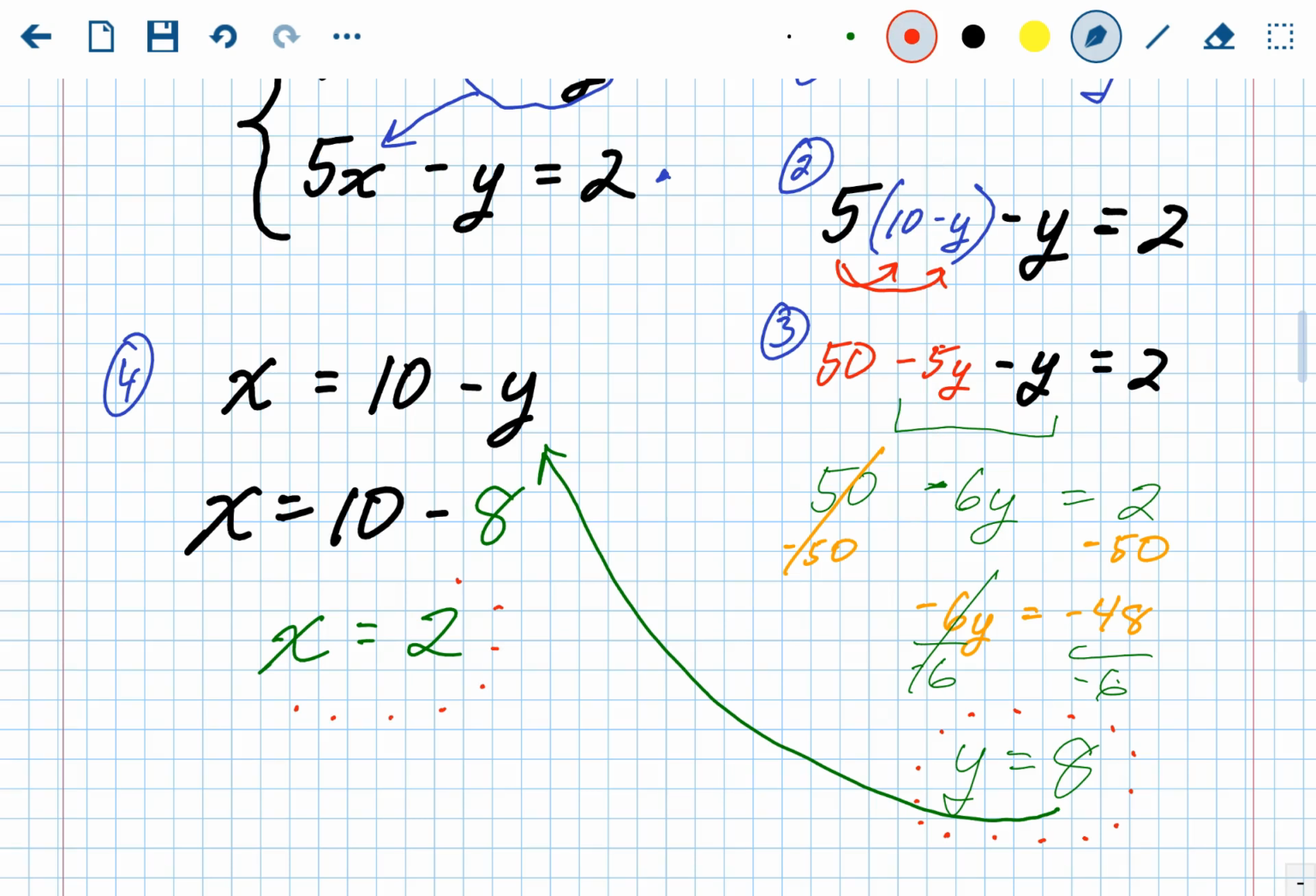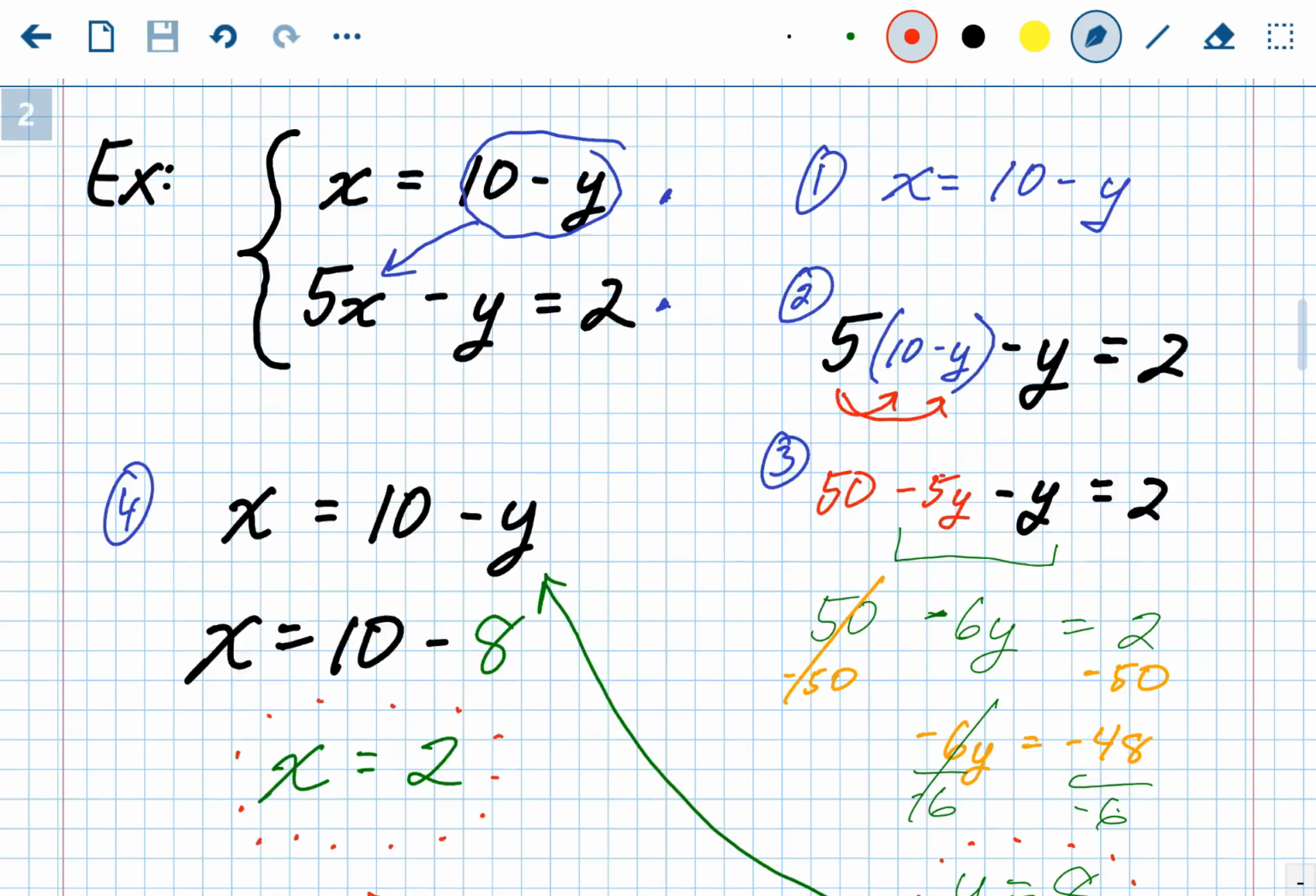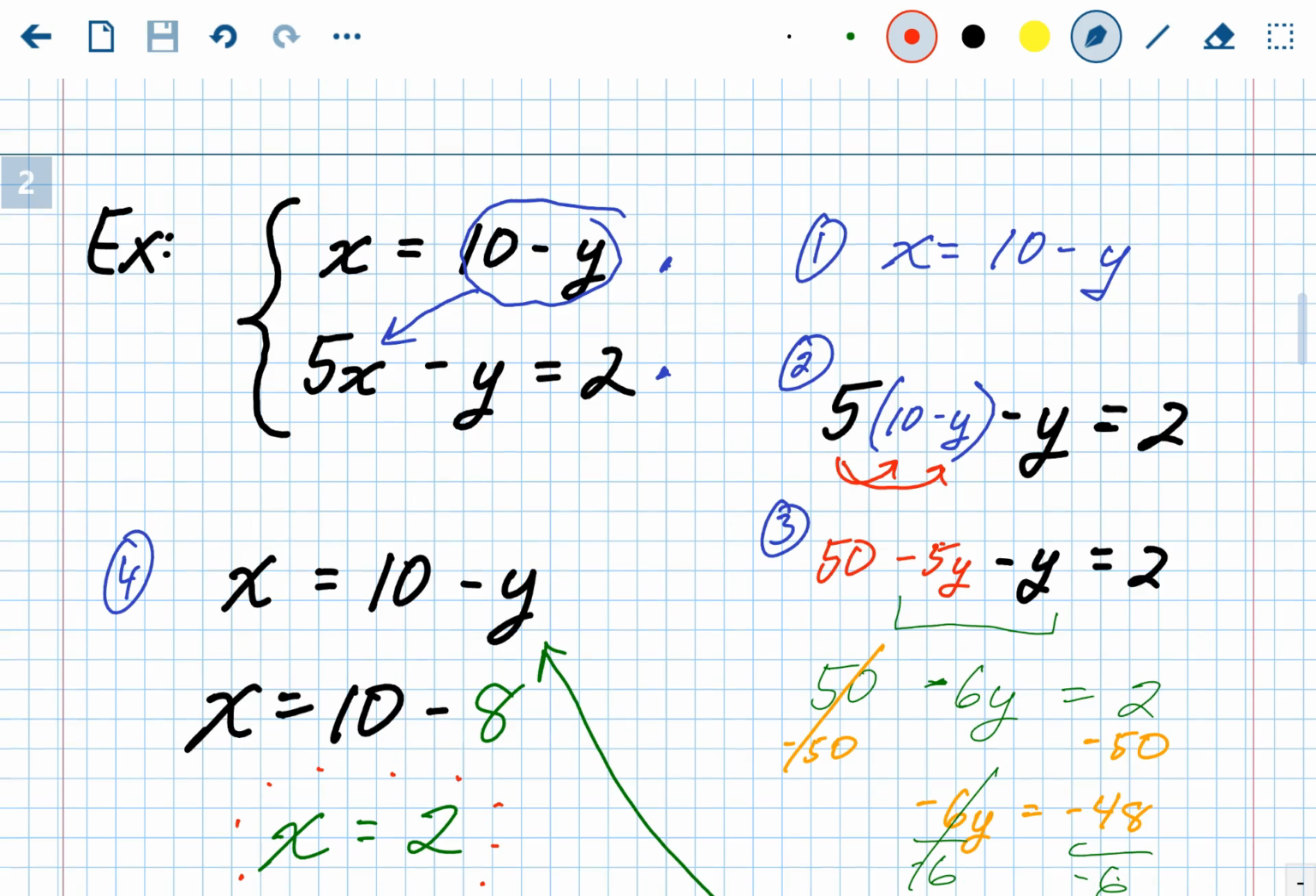All right, and when we solve a system, we always write our answers as ordered pairs. So the solution to the system is x comma y, 2 comma 8. So that one was kind of easy, or it was the easier version of substitution because step 1 was already done for us. What if step 1 isn't done for us?